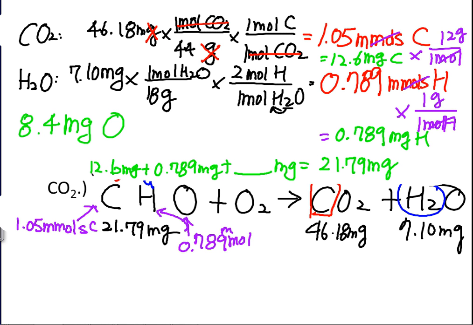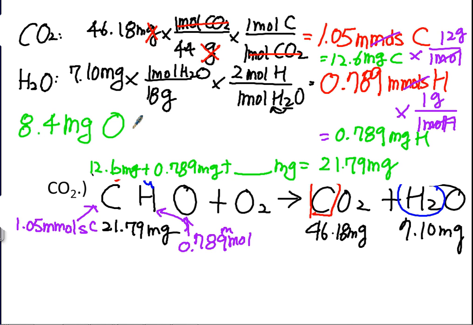So, I just figured out how to find the moles of each component. Do you understand how I did that? Now, it becomes a basic empirical formula problem, right? But I can't work with milligrams of oxygen. What do I have to do?